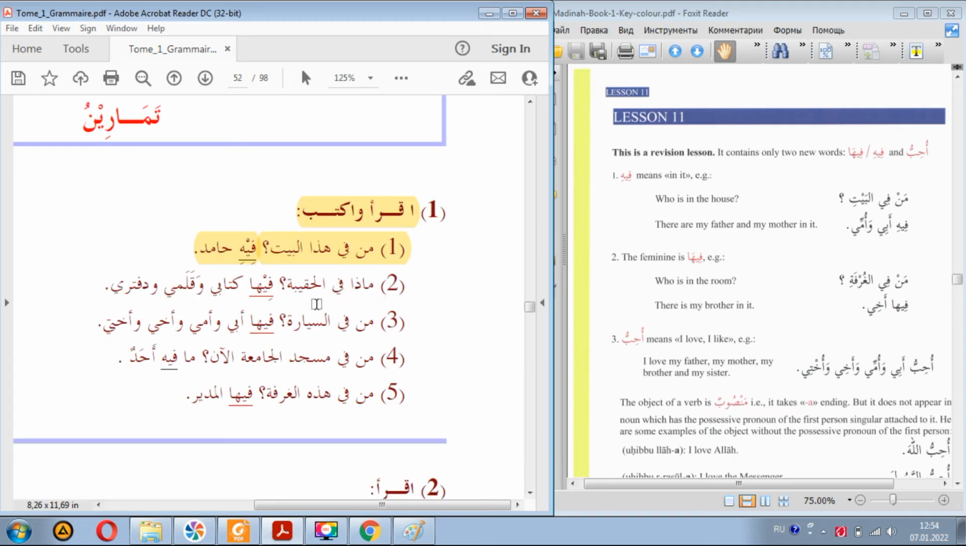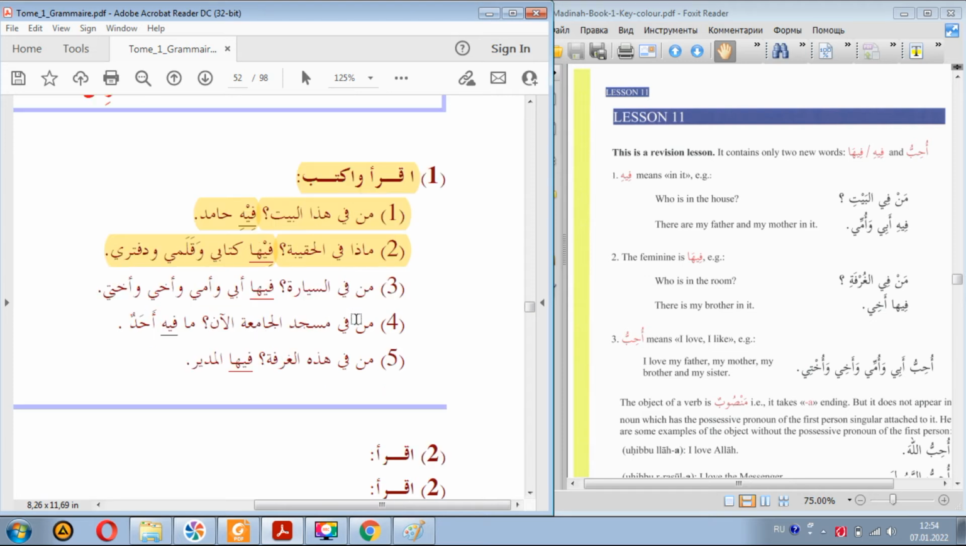ماذا في الحقيبة. What's in the bag? فيها كتابي وقلمي ودفتري. There are my book, my pen, and my notebook in it.